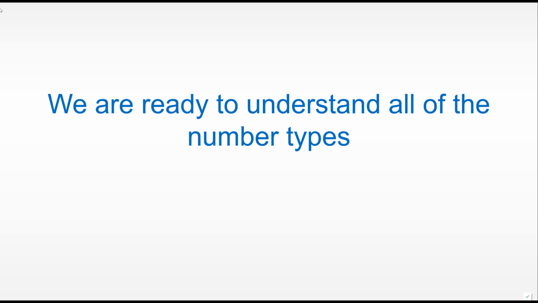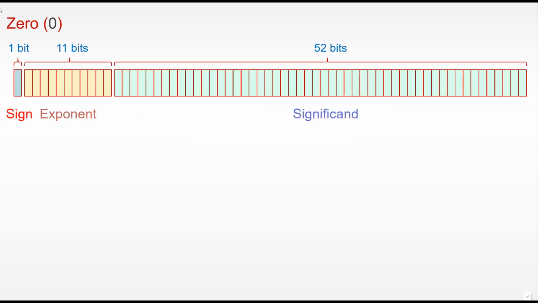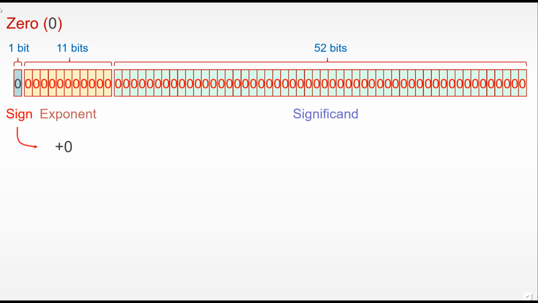Now that we understand how numbers are stored in memory in JavaScript, we are ready to understand what the different types of numbers that are allowed are. For example, if we have the number 0, a 0 is a number which has all 0 bits in the 11 bits of the exponent and all 0 bits in the 52 bits of the significand. Notice that there is no condition for the very first bit, and we do in fact allow a positive 0 and a negative 0 because of that.